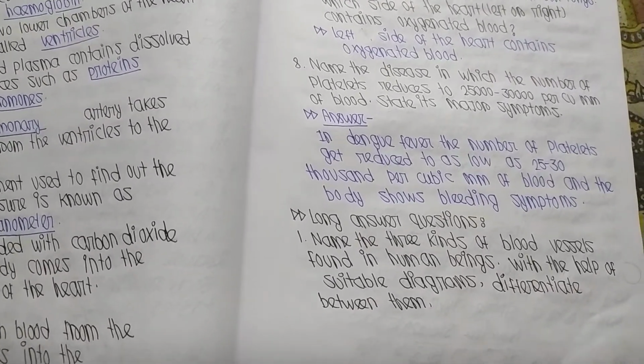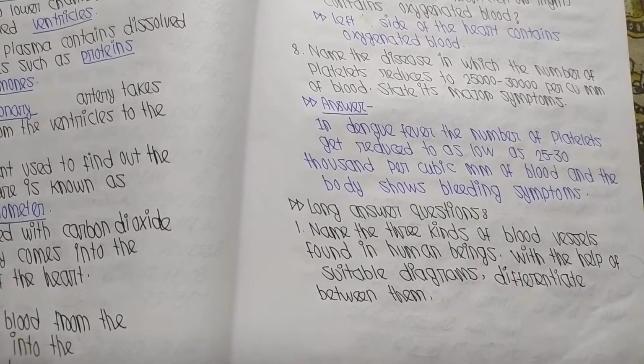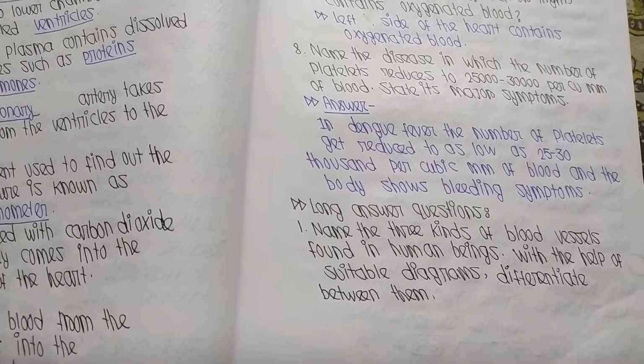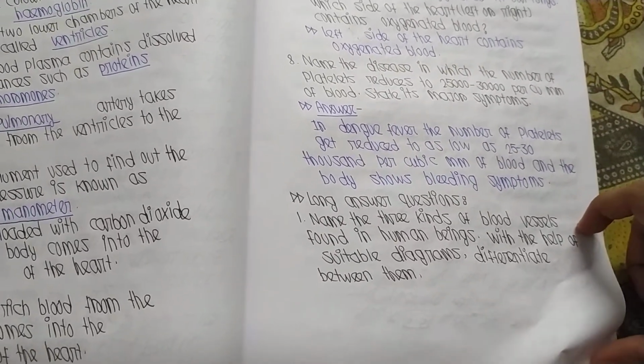Now come to the long answer questions. Number 1. Name the three kinds of blood vessels found in human beings. With the help of suitable diagrams, differentiate between them. For answer, come to the next page.